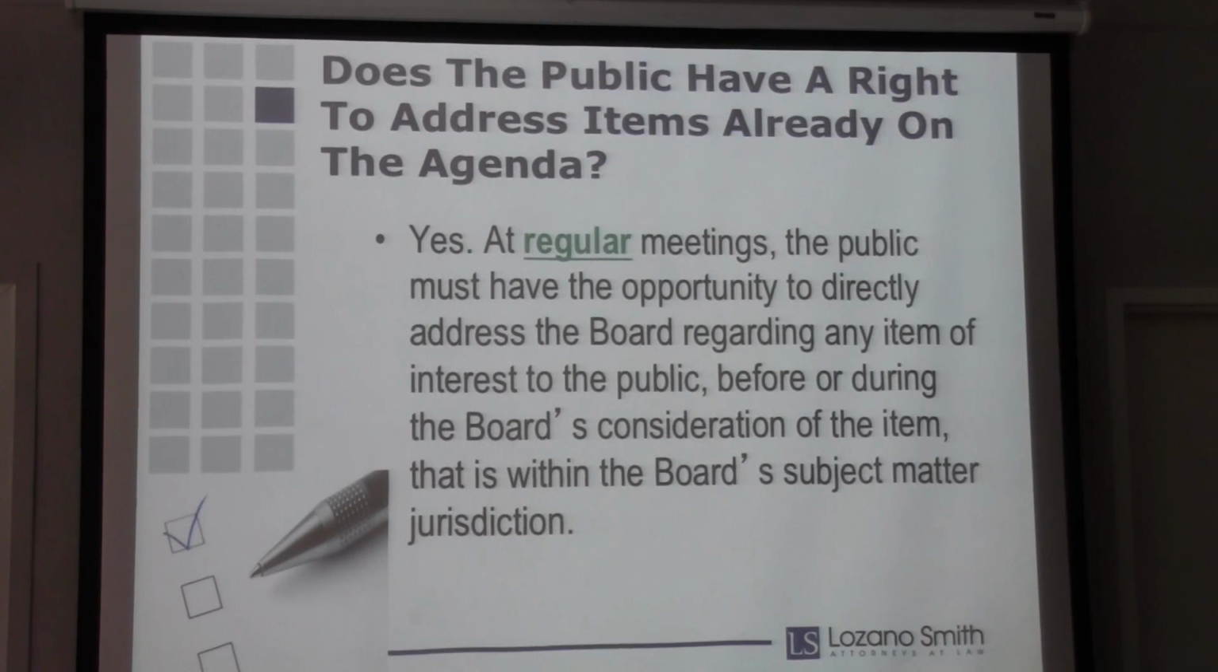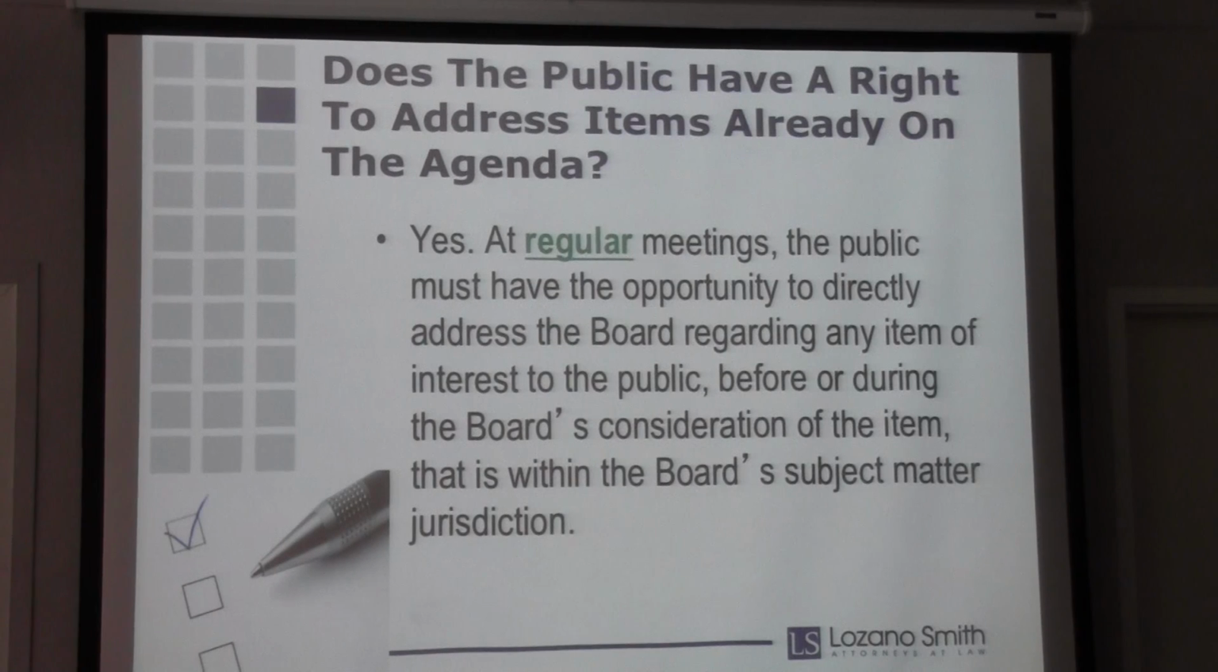At regular meetings, the public has to have the opportunity to directly address the board regarding any item of interest that's within your subject matter jurisdiction. And that's including items that are not on your agenda. Okay. So oftentimes this gets used for parents that want to bring an issue to your attention that's happening at their school, but it's not on your agenda.